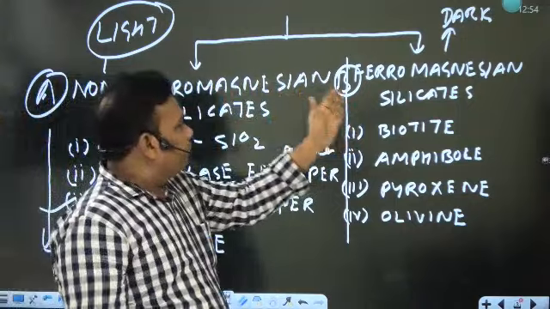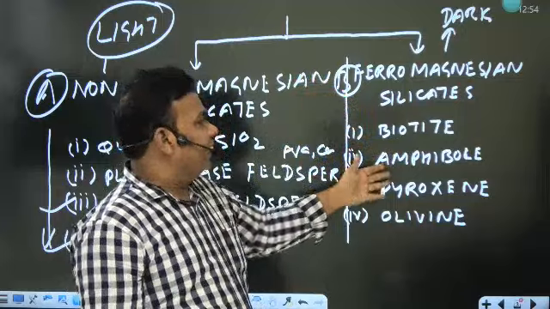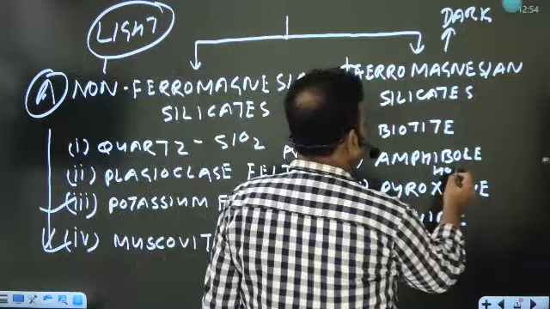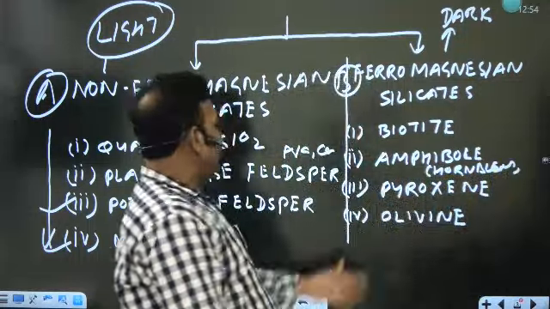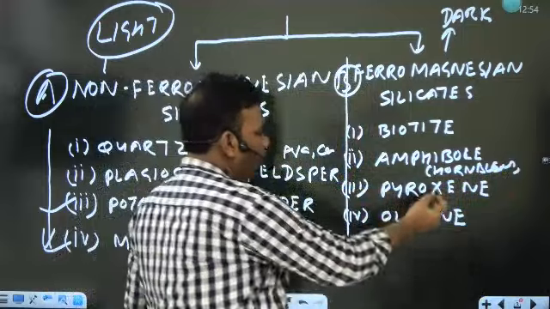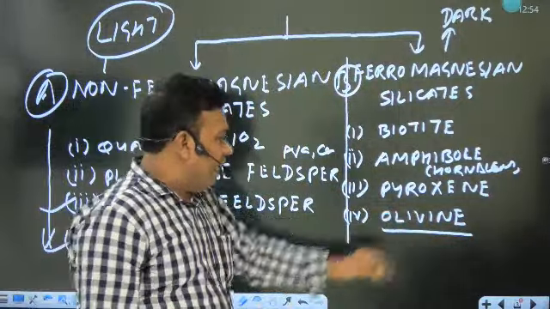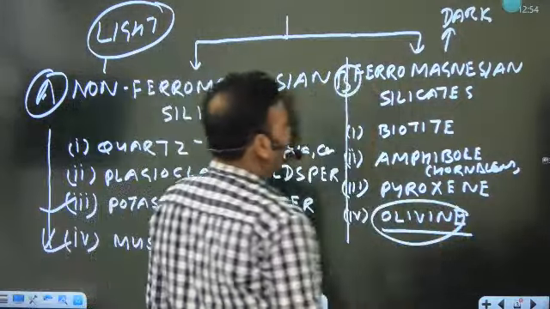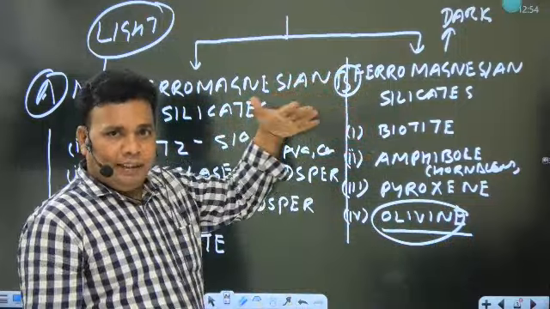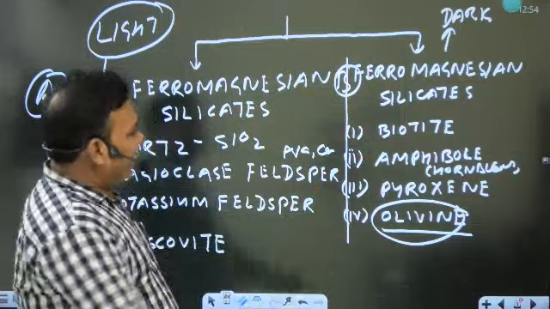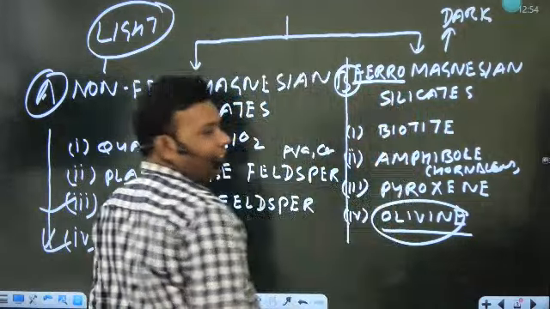Next are the ferromagnesian silicates, mostly biotite, amphibole, which is also known as hornblende, then pyroxene, also known as augite, and then olivine. Olivine is mostly present in the mantle. Since these are heavier in nature, they are mostly present at the boundary of crust and mantle. So why are they dark? Due to the presence of the ferrous element, actually.